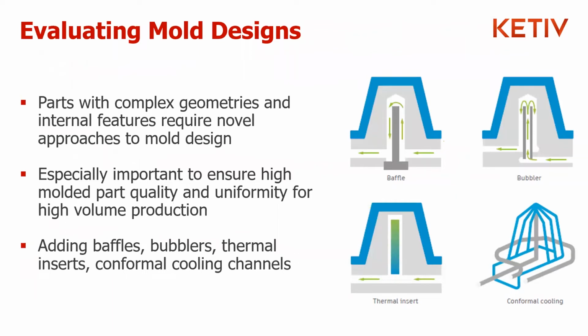Now, optimization does come with its own set of guidelines, right? So you do know that because this has been done so many times and it's been done empirically, there are guidelines and rules out there that you can follow for parts with complex geometries and complex internal features. This is especially important when you have high volume production, because part quality needs to be high and it needs to be uniform. Uniformity is even more important really than high part quality, right?